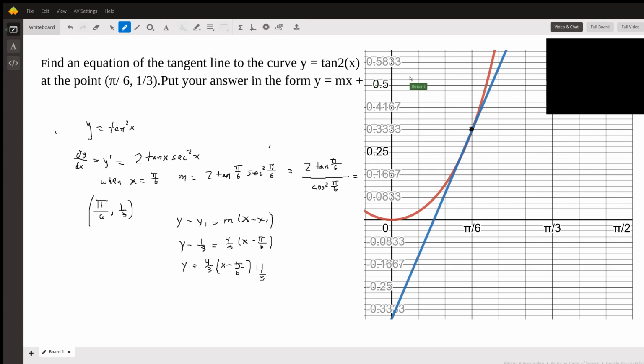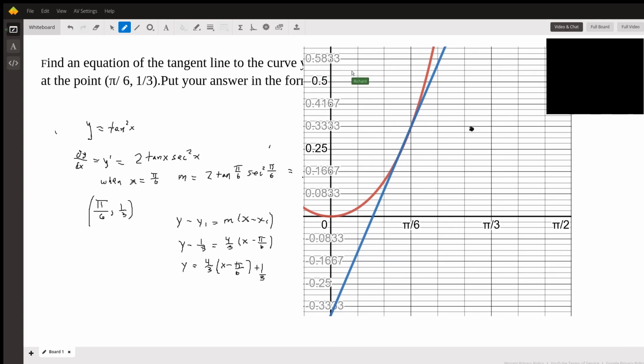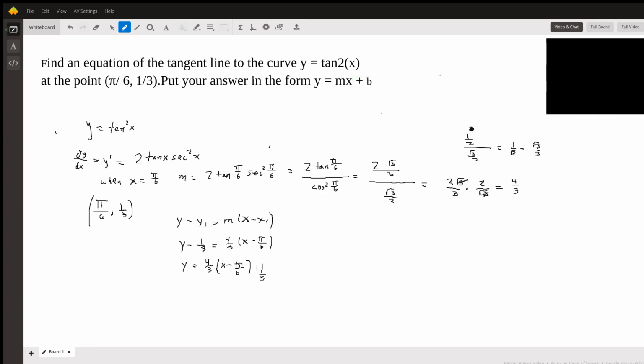And let me just delete this so you can see the work. Okay, and that's the solution.